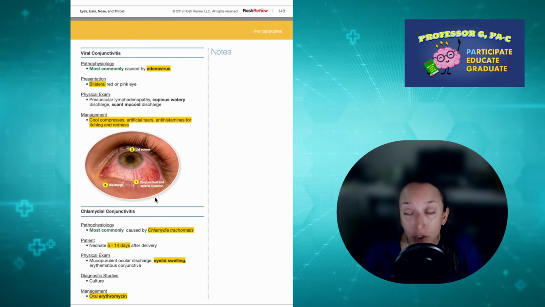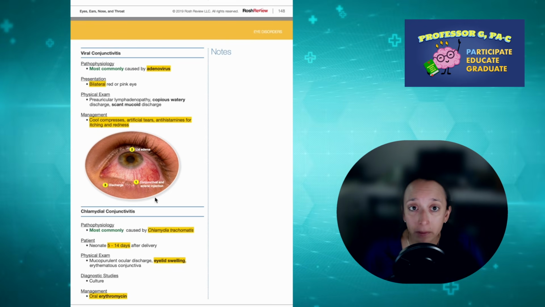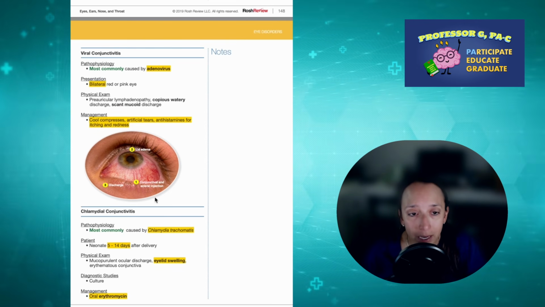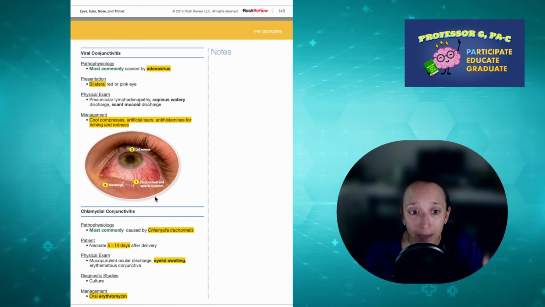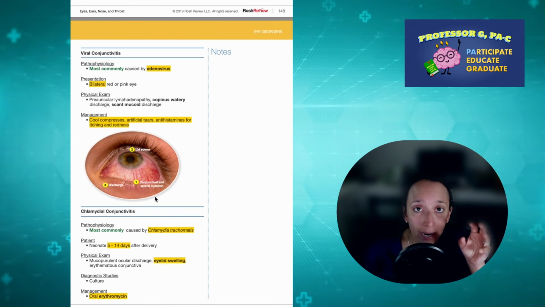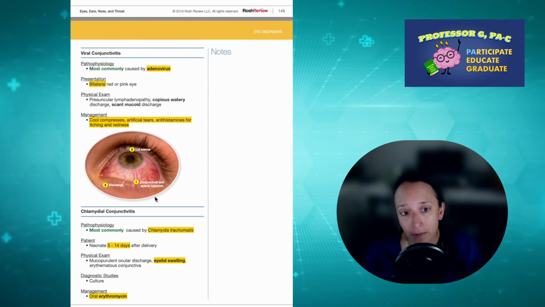Last up is viral conjunctivitis. So we've already seen bacterial and allergic. Viral conjunctivitis is most commonly caused by adenovirus, and the presentation is usually bilateral, red or pink eye. Sometimes it'll actually start in one eye and will self-inoculate into the other eye.